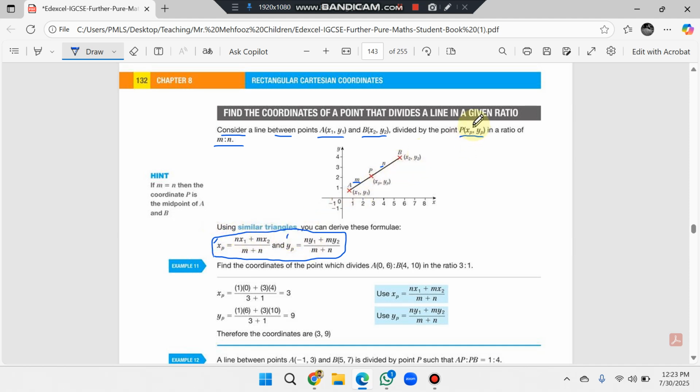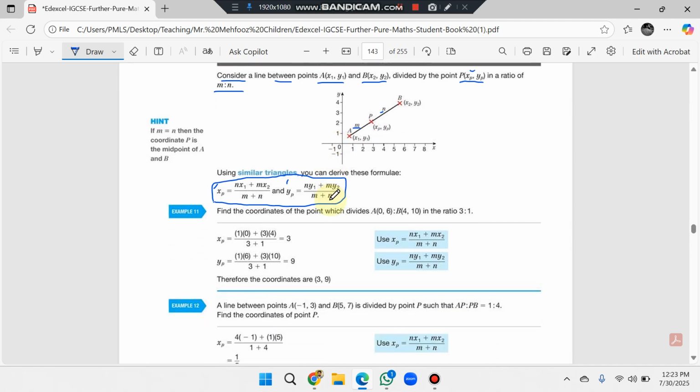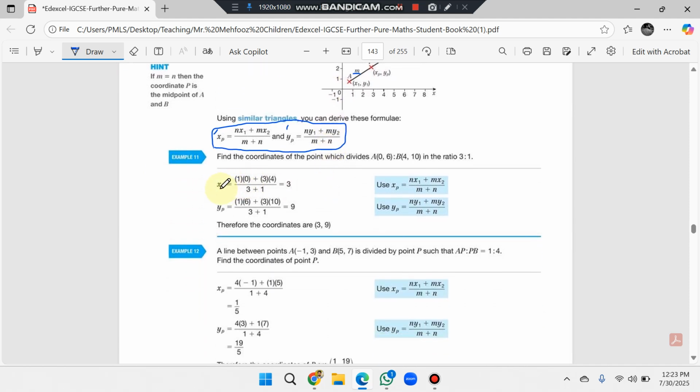So these are the formulas for xp and yp. Basically, xp and yp are the coordinates of the point which cuts this line, so we have to find the coordinates. So here we have example 11. Find the coordinates of the point which divides (0, 6) and (12, 10) in the ratio 3:1.